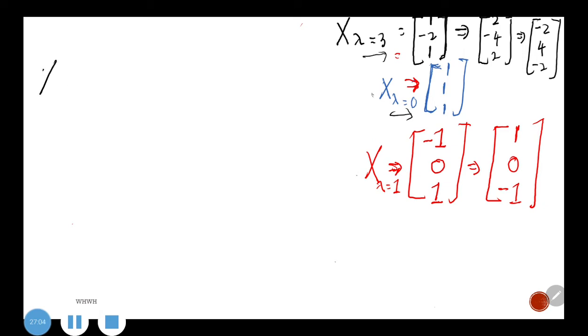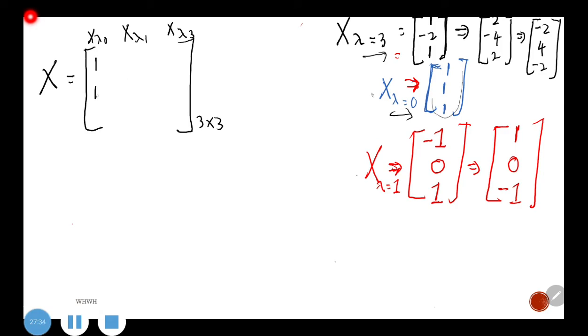Okay, right? We susun all the 3 vectors ni into a 3 times 3 matrix. Okay, katakan tak kisah nak letak eigenvector untuk lambda equals to 0 dulu ke, lambda equals to 1 dulu ke, lambda equals to 3 dulu ke, tak kisah. Macam saya ni, saya letak lambda equals to 0 dan saya letak lambda equals to 1, lambda equals to 3. Okay, so lambda equals to 0 tadi saya dapat 1, 1, 1. Okay, so I'm going to put here 1, 1, 1. Lambda equals to 1 is negative, saya pilih yang ni. Okay, negative 1, 0, 1.